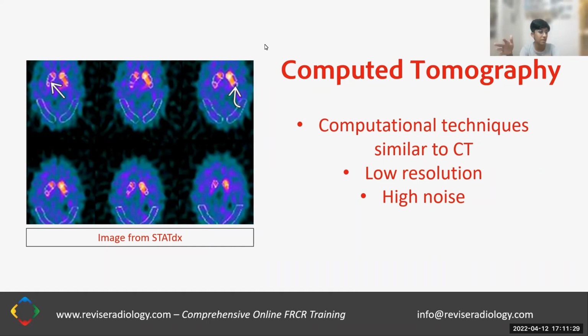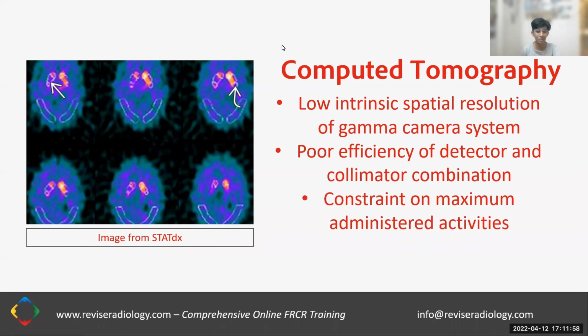Some other features of the image is that it has low spatial resolution and high noise. Low spatial resolution means it's difficult to see small anatomical structures. High noise means that there's a lot of additional information in the image which we don't want, which is going to obscure our features of interest. So those are some features of the images which are created with this kind of imaging.